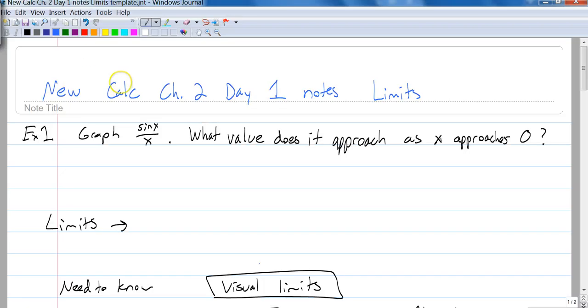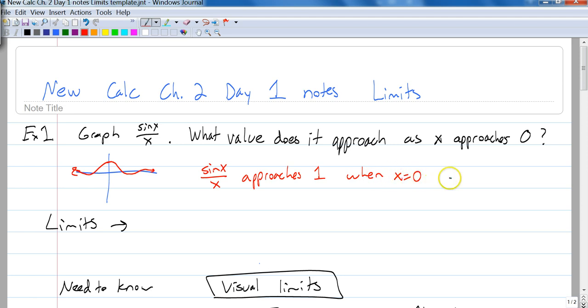So if I graph this visually here, let's do that. Here's 1. The graph kind of looks like that. What value does it approach? We would say that sine x over x approaches 1 when x is 0. And we call this the limit.